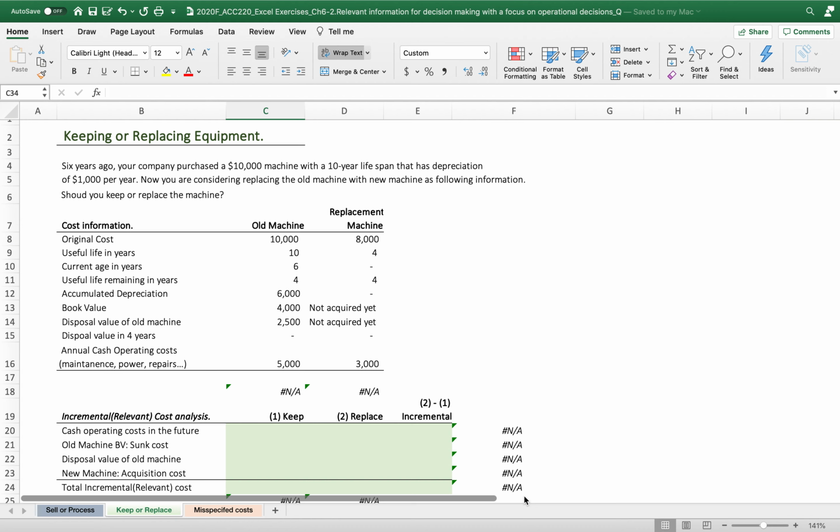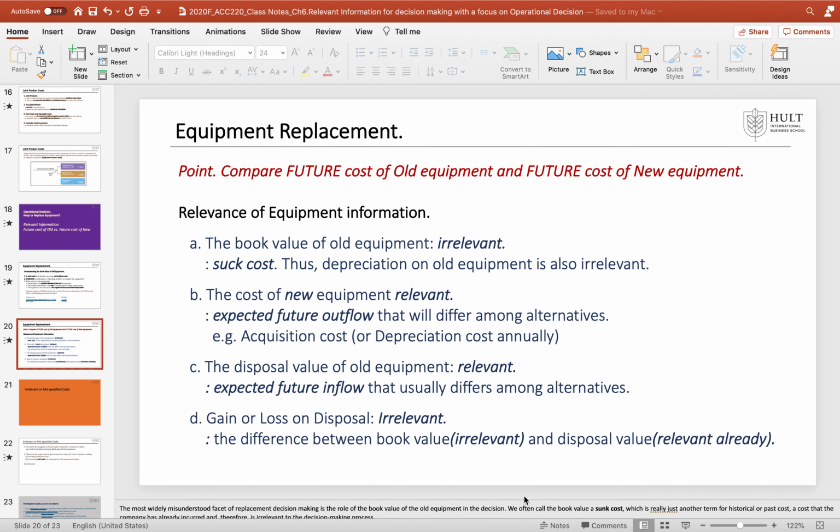The next decision-making exercise is keeping or replacing equipment. Also, we want to identify the relevant information when we determine whether to replace the old equipment or just purchase the new equipment. The point is, again, we should compare only the relevant information about the future cost of the older equipment and the future cost of the new equipment.